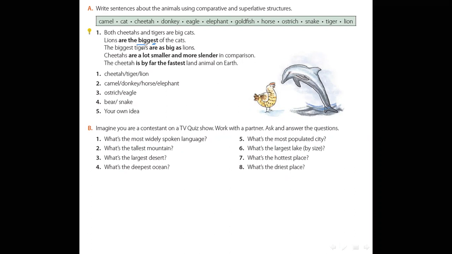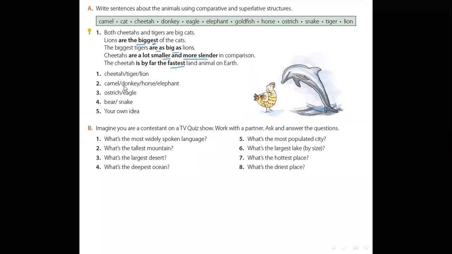The biggest tigers are as big as lions. They are equal. Cheetahs are a lot smaller and more slender in comparison. We add er because small is a short adjective, and here we add more because slender is a long adjective. The cheetah is by far the fastest land animal on earth.